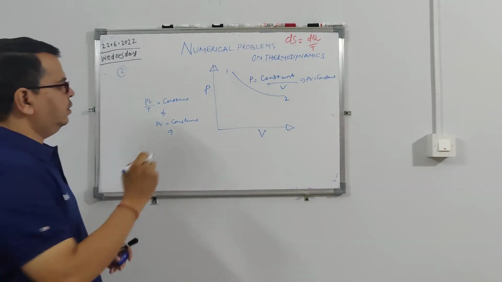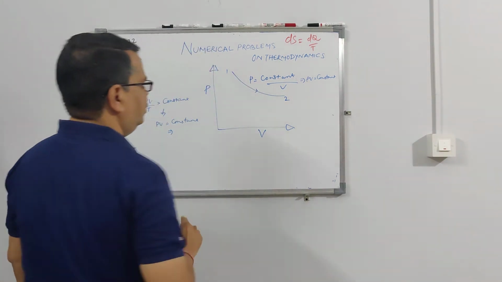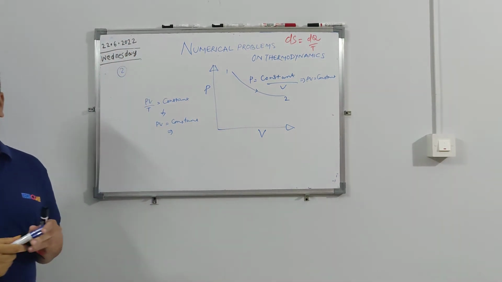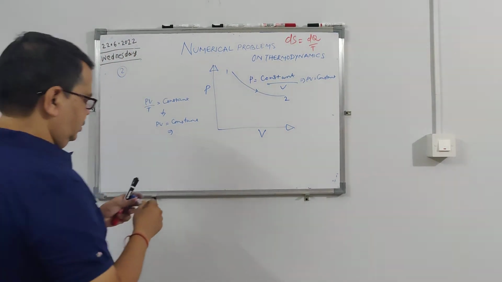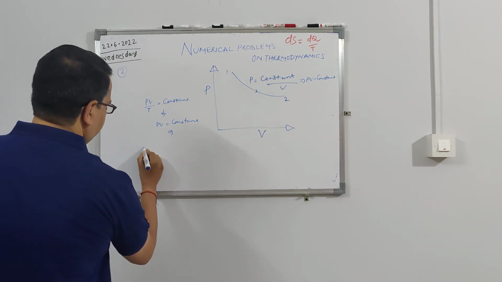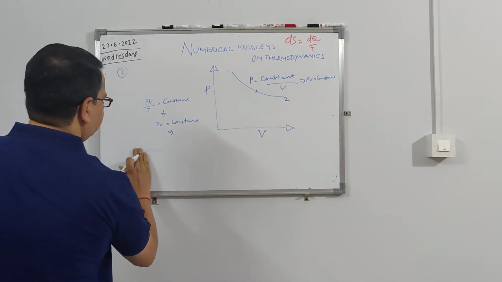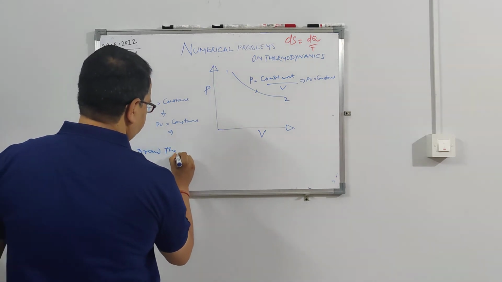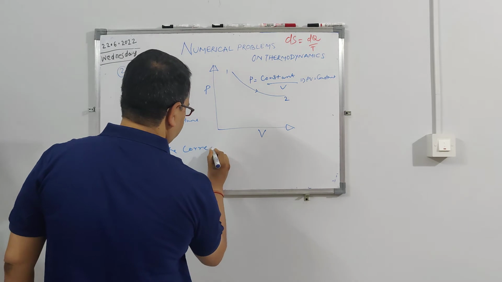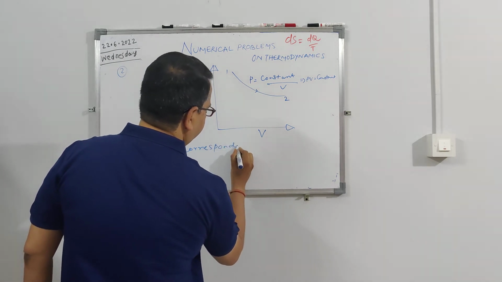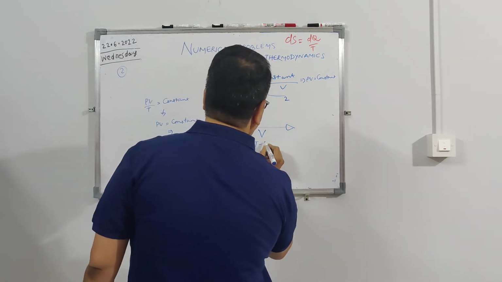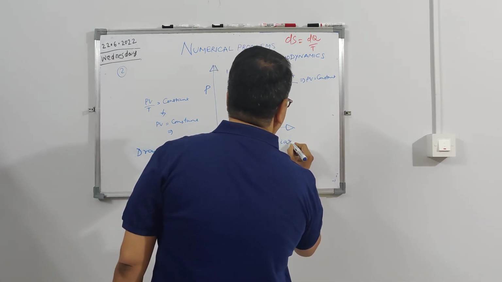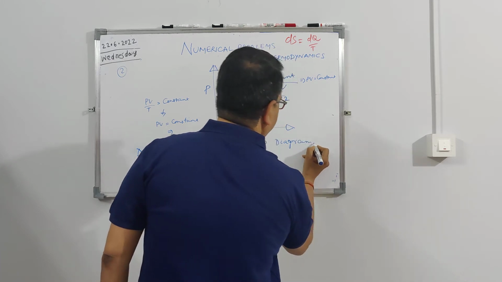When it goes from 1 to 2, that means it's an expansion. So the question is: draw the corresponding TP diagram. You have the PV diagram, and you have to draw the corresponding TP diagram.